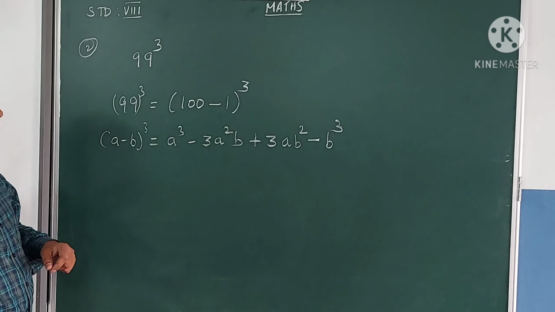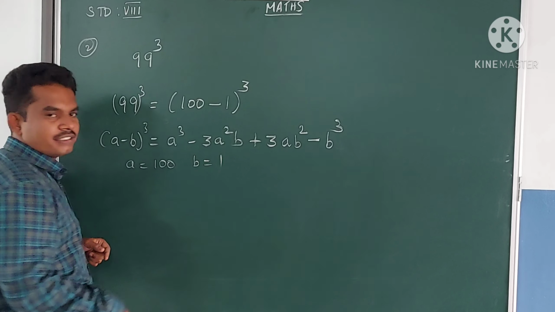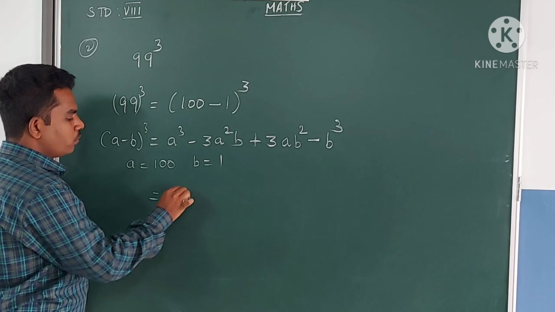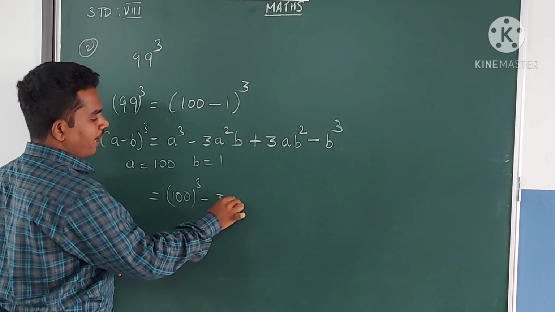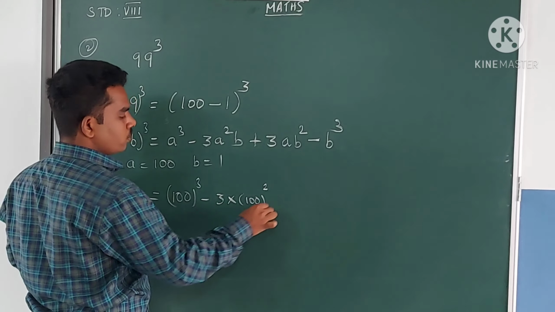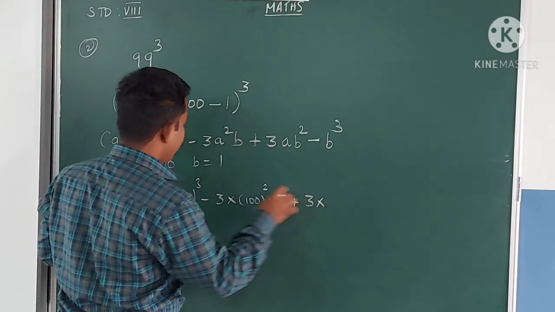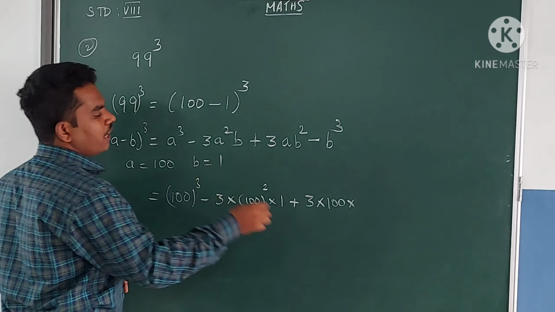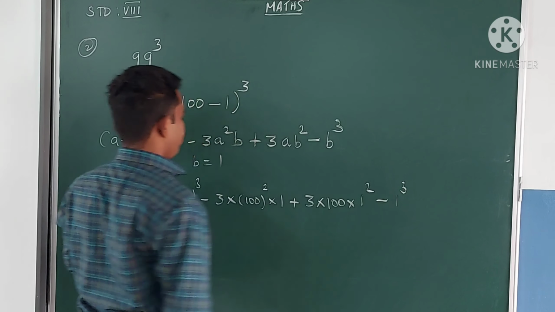Okay, now substitute the values. a equal to what? 100, b equal to what? 1. Now substitute a equal to 100: 100 cube minus 3 into a square, 100 the whole square, into 1, plus 3 into a, 100, b square, 1 square, minus 1 cube.